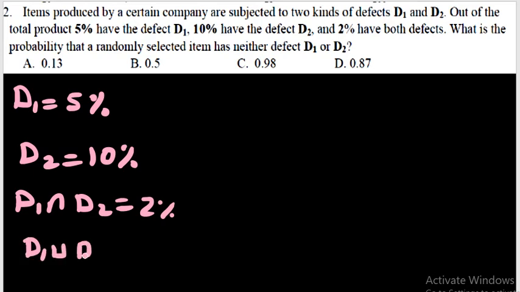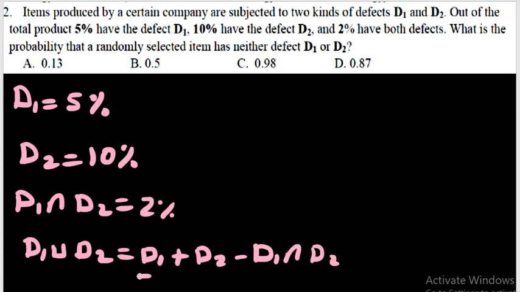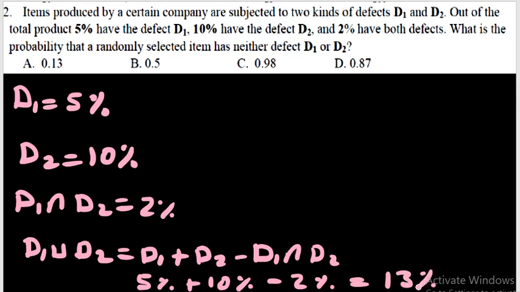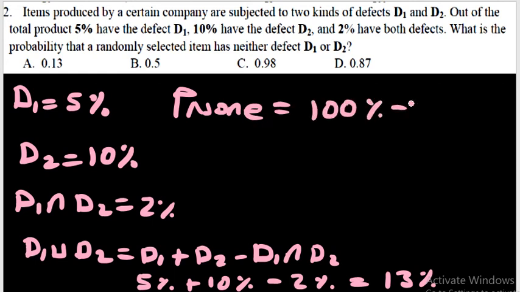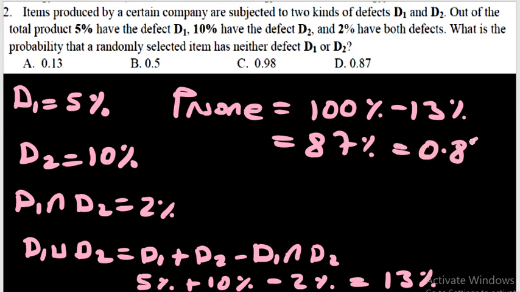Defect 1 union defect 2 is the same as defect 1 plus defect 2 minus defect 1 intersection defect 2, which is 5% plus 10% minus 2%, which is going to be 13%. From the total product, 13% are defective. Therefore, the probability to be non-defective when an item is selected is the same as 100% minus 13%, which is 87%. This is the same as 0.87. So the answer will be D.